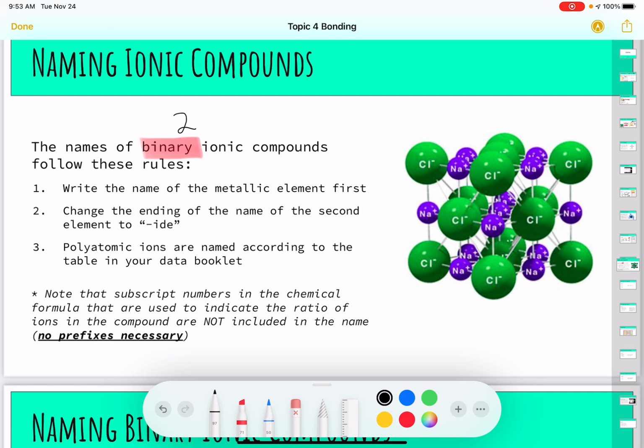Polyatomic ions are named according to the table in your data booklet. I don't believe you have a data booklet that I've given you, but I will post the polyatomic ions for you. Note that subscript numbers in the chemical formula that are used to indicate the ratio of ions in the compound are not included in the name, so no prefix is necessary. So I'm just going to give you an example of that.